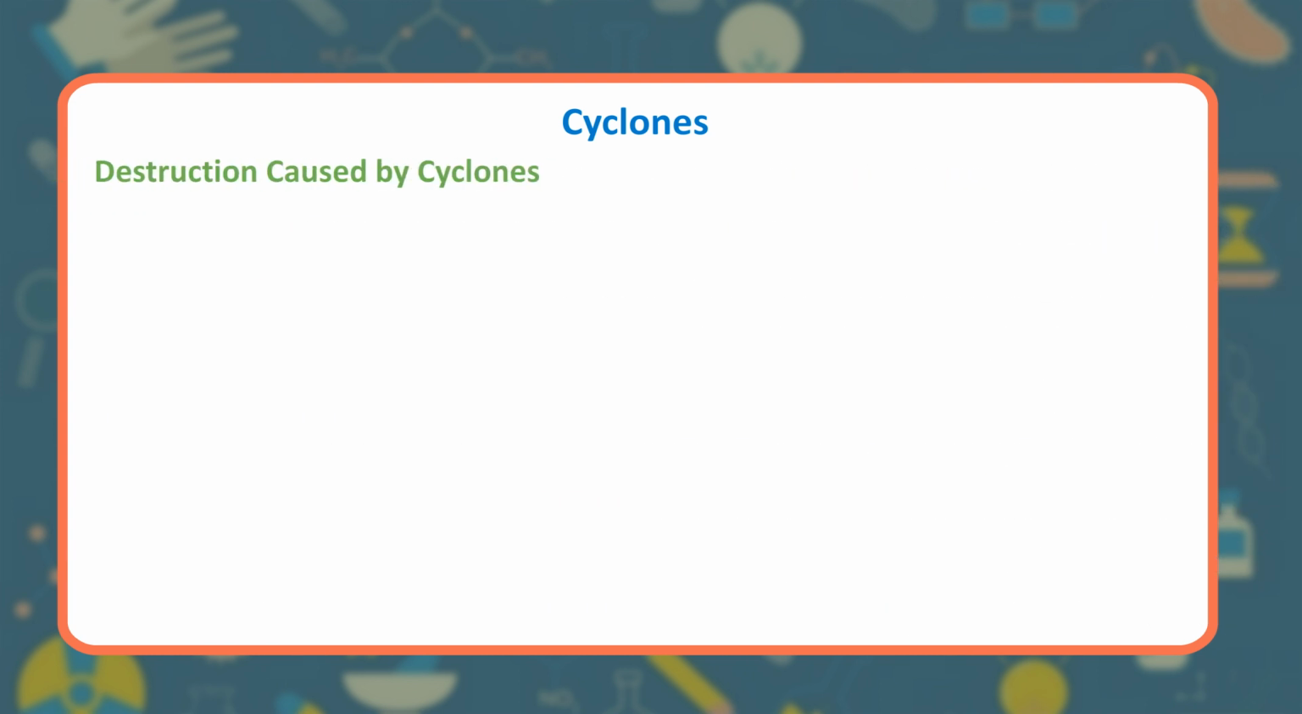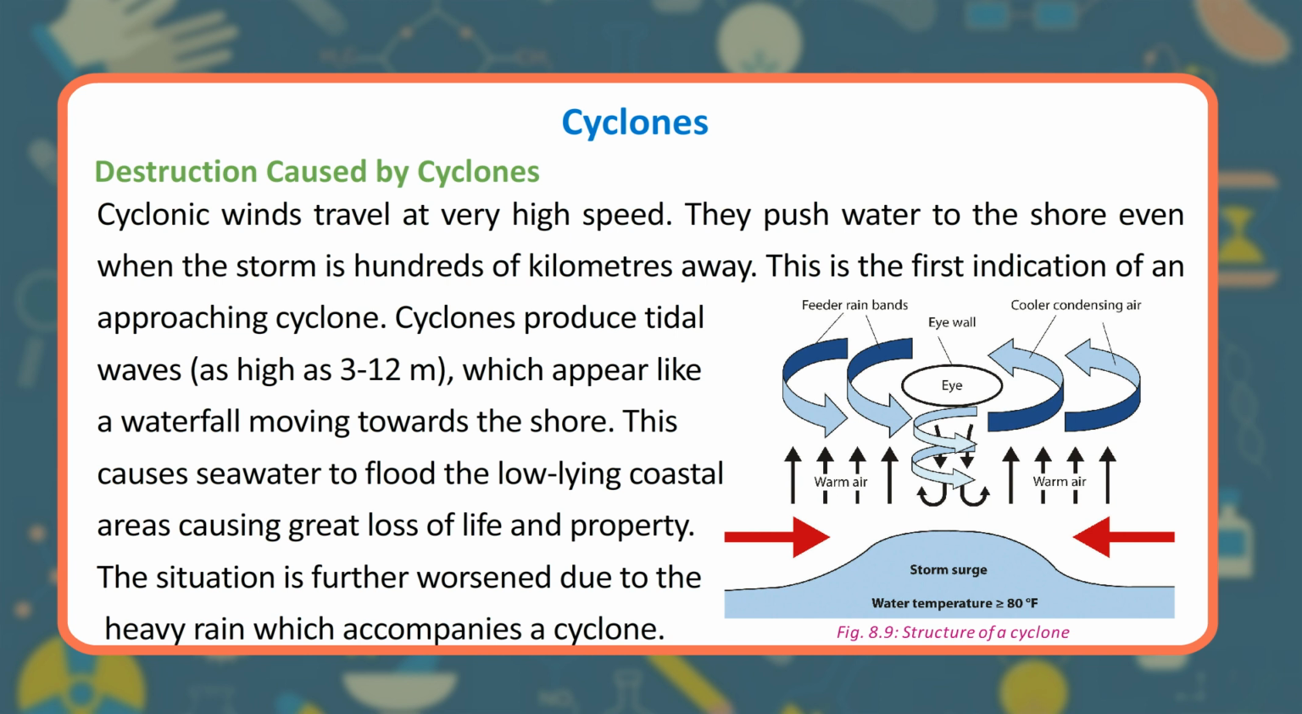Destruction caused by cyclones. Cyclonic winds travel at very high speed. They push water to the shore even when the storm is hundreds of kilometers away. This is the first indication of an approaching cyclone. Cyclones produce tidal waves, as high as 3 to 12 meters, which appear like a waterfall moving towards the shore. This causes seawater to flood the low-lying coastal areas, causing great loss of life and property.